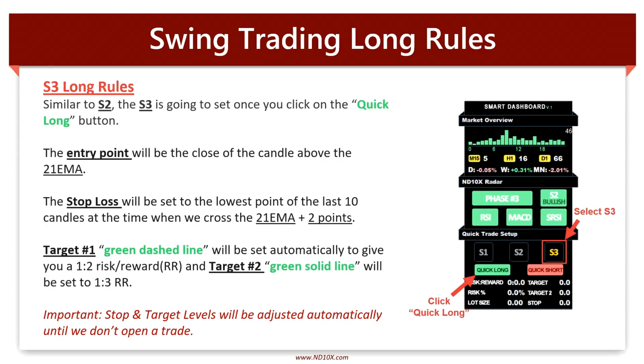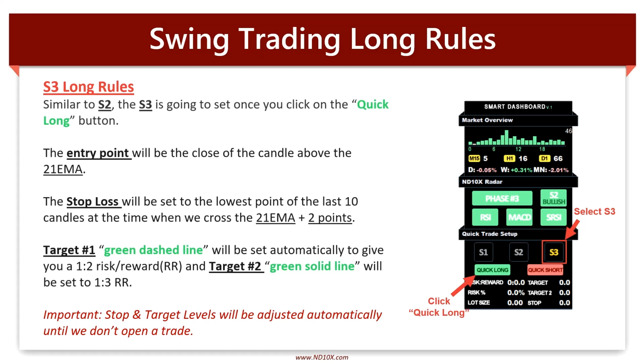S3 long rules. Similar to S2, the S3 is going to be set once you click on the quick long button. The entry point will be the close of the candle above the 21 EMA. The stop loss will be set to the lowest point of the last 10 candles at the time when we cross the 21 EMA plus 2 points. So we are going to take that low point of the last 10 candles and add the 2 pips. They are just for the spread. Target 1, green dashed line, will be set automatically to give you a 1 to 2 risk reward, and target 2, green solid line, will be set to 1 to 3 risk reward.